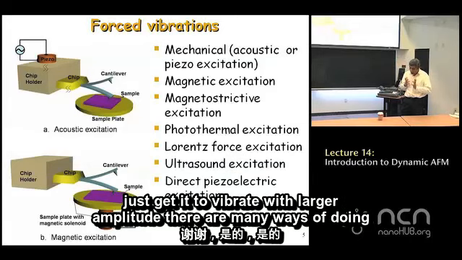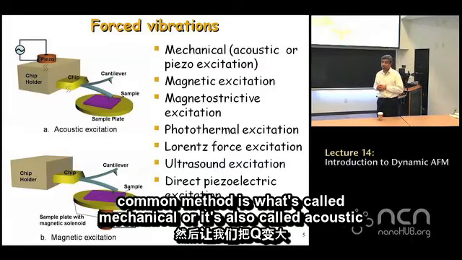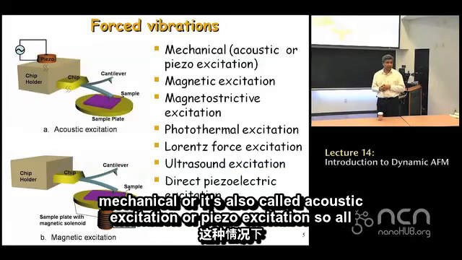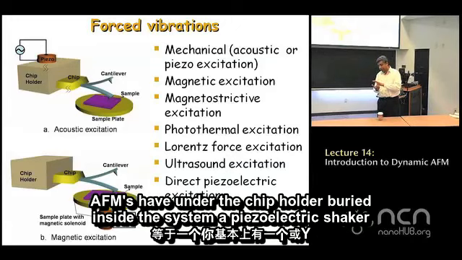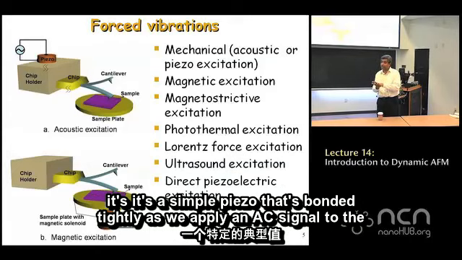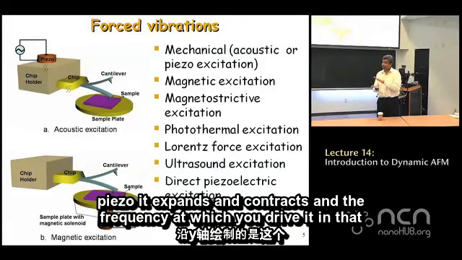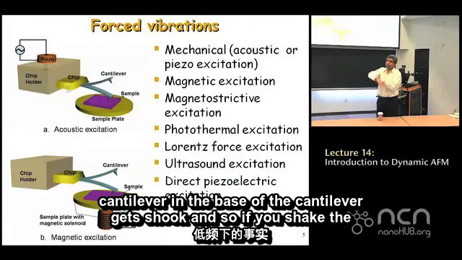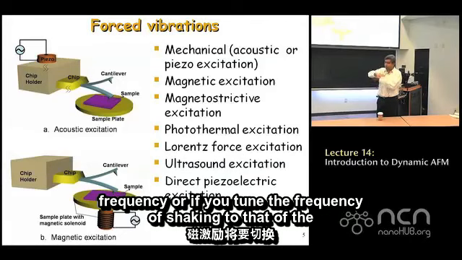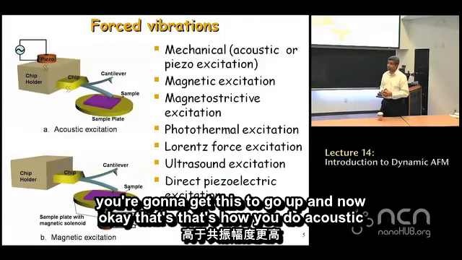There are many ways of doing it in atomic force microscopy. The most common method is what's called mechanical, or it's also called acoustic excitation or piezo excitation. So all AFMs have under the chip holder, buried inside the system, a piezoelectric shaker. It's a simple piezo that's bonded tightly. As you apply an AC signal to the piezo, it expands and contracts at the frequency at which you drive it. And that shaking transfers to the base of the cantilever, and the base of the cantilever gets shook. And so if you tune the frequency of shaking to that of the resonance, you're going to get this to go up and down. Okay? That's how you do acoustic mode AFM.